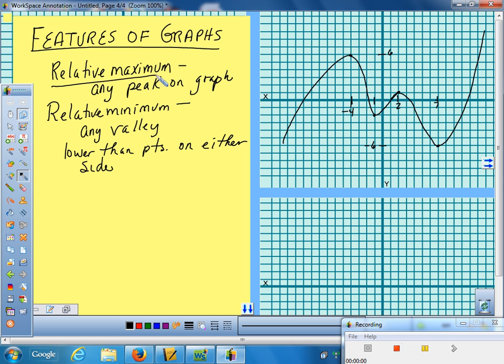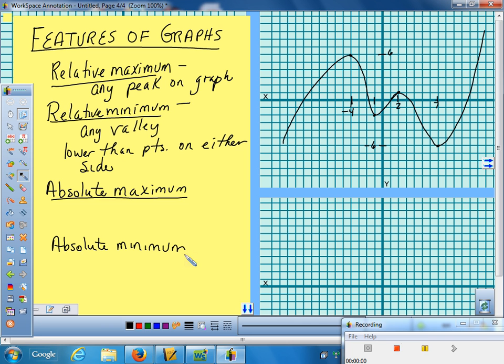Okay, so there's relative maximums, relative minimums, but then there are also absolute maximum and absolute minimum. Okay, what's the difference when you put the word absolute on the front? The highest point on the whole graph.